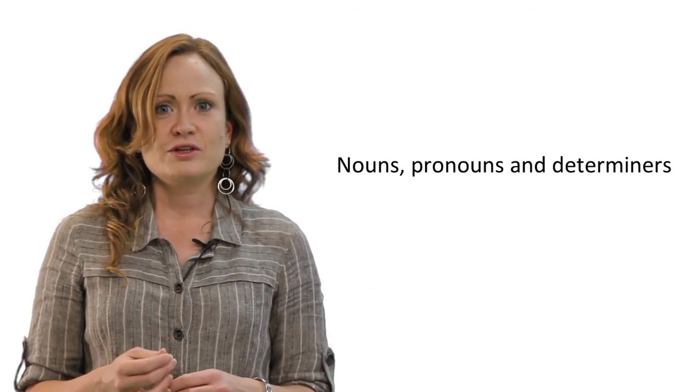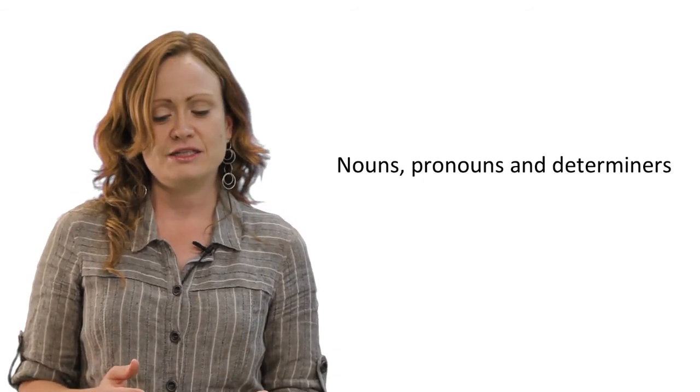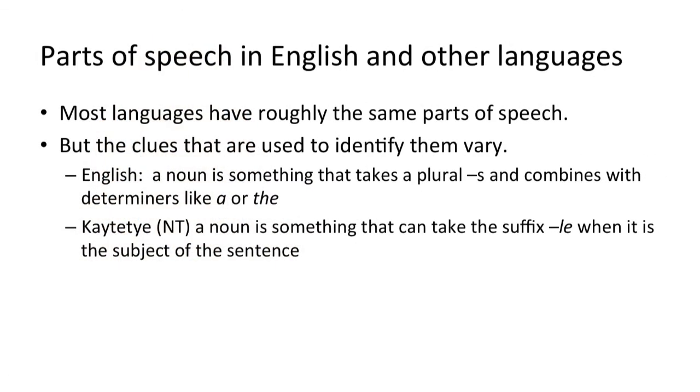Now, we'll go on to look at how these clues can be applied to the different parts of speech that we find in English. Most languages have roughly the same parts of speech. Probably all languages have nouns and verbs, and most of them have adjectives and adverbs. But the clues that are used to identify parts of speech differ from language to language.